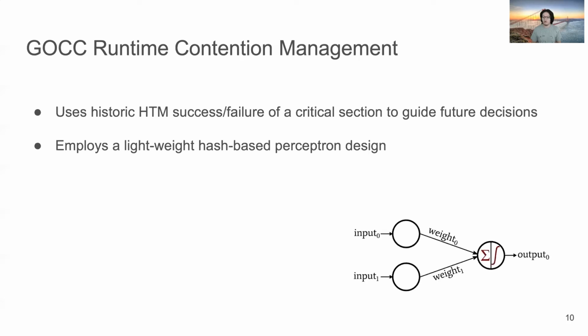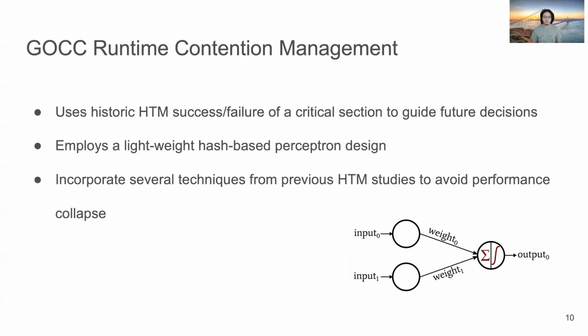At a high level, the perceptron takes several input features combined with the weights, takes the weighted sum and compares it with a threshold. And then it will tell us whether we should use HTM or not. We also incorporate several techniques from previous HTM studies to avoid performance collapse.